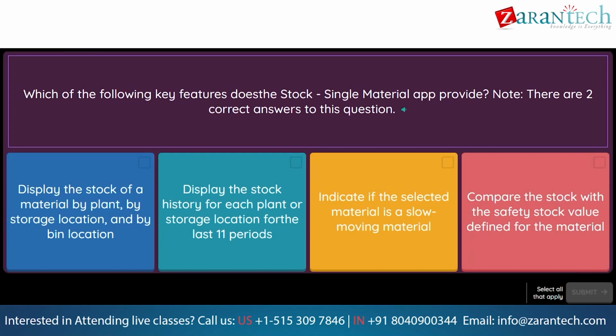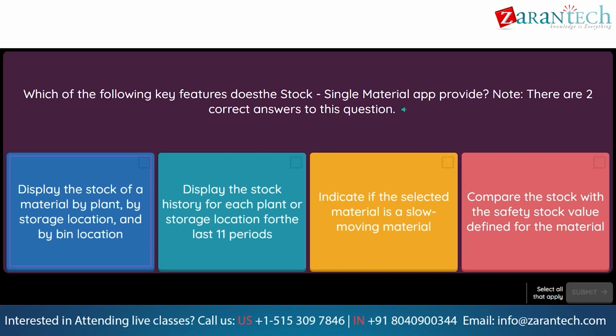Question: which of the following key features does the Stock, Single Material app provide? Note: there are two correct answers to this question. Option 1: display the stock of a material by plant, by storage location, and by bin location.